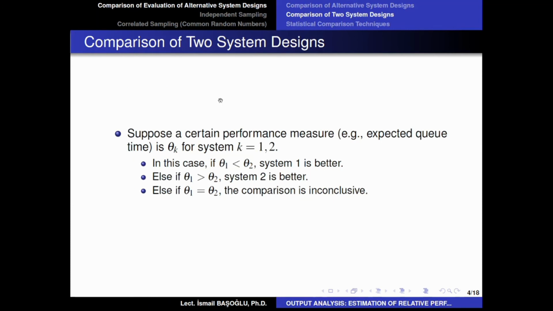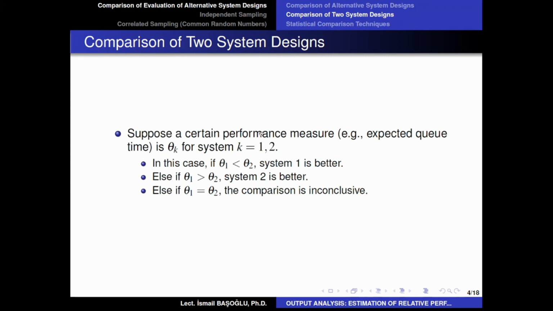Now, let's just say we have a performance measure such as the expected queue time, so the expected time spent in the queue by the customers. This is my performance measure, right? So let's just say theta K is the expected queue time for system K. And I have two systems only, system 1 and system 2. So I apply a change of policy, or I change the queue discipline. Or for example, in that second system, I train my employees so they can perform better. I want to see the difference.